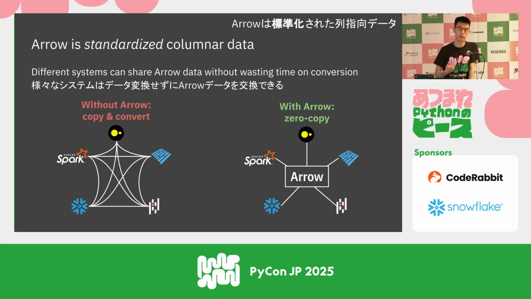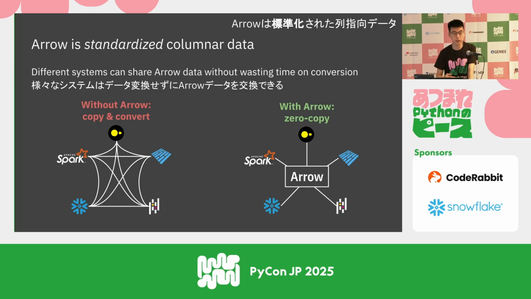With this common format, we don't have to copy and convert data every time we want to use a different system, right? When you go from PySpark, Spark written in Java and Scala, to Pandas written in Python and C, you don't have to convert the data because it's already in Arrow format. And again, because Arrow specifies everything in such detail, not only do you not have to convert the data, you can just pass pointers to the data around, which means you can do zero copy sharing of data between different systems.